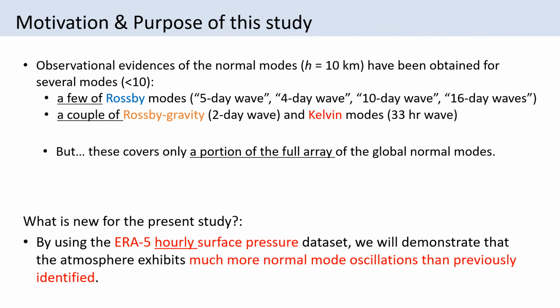So what we will do in this study is, by using the ERA5 hourly surface pressure dataset, demonstrate that the atmosphere exhibits much more normal mode oscillations than previously identified.